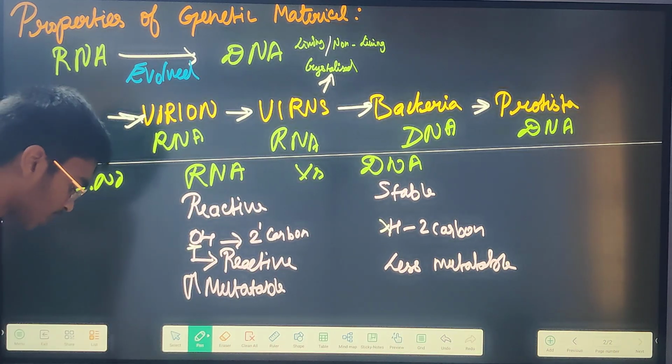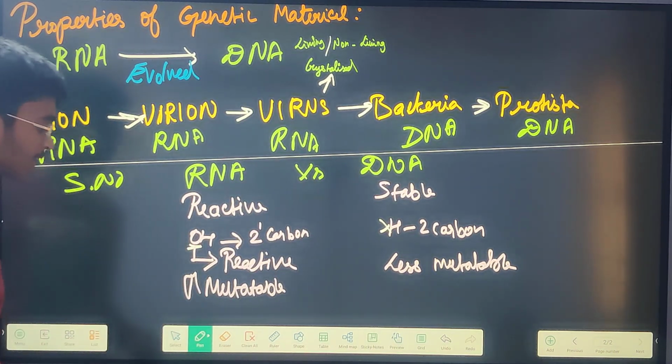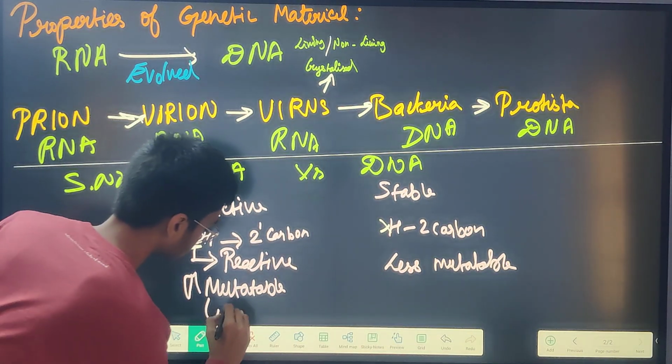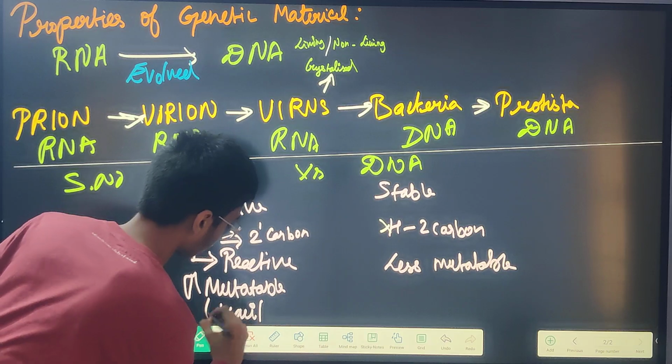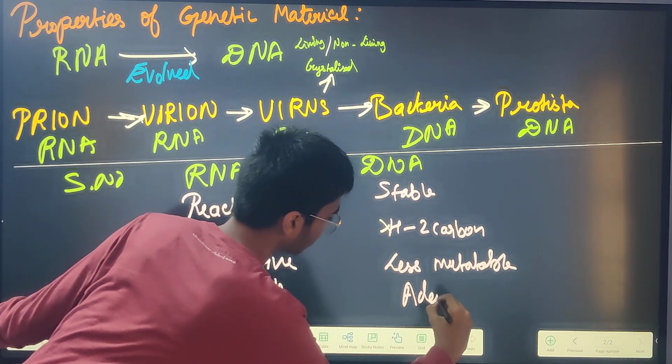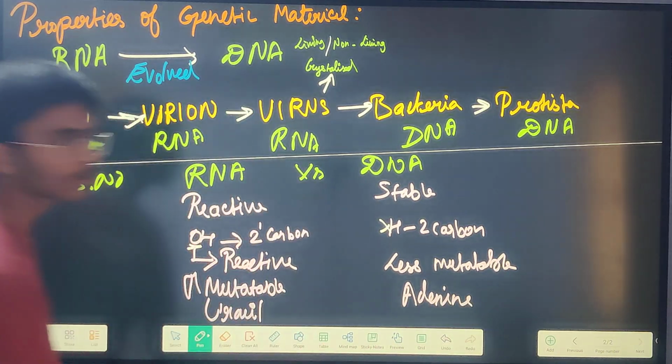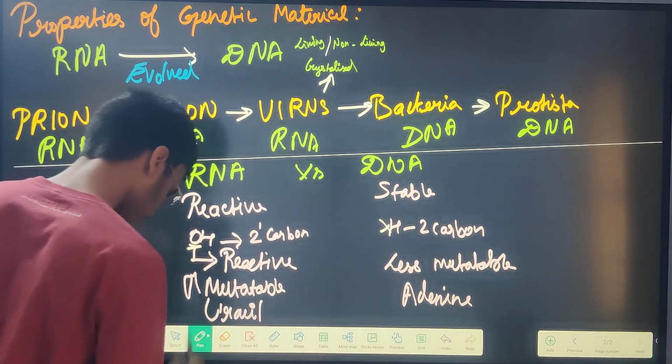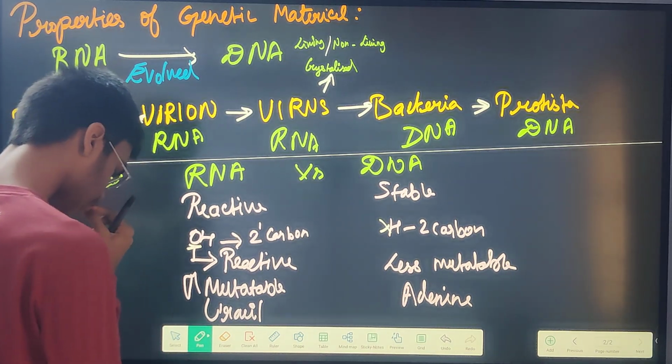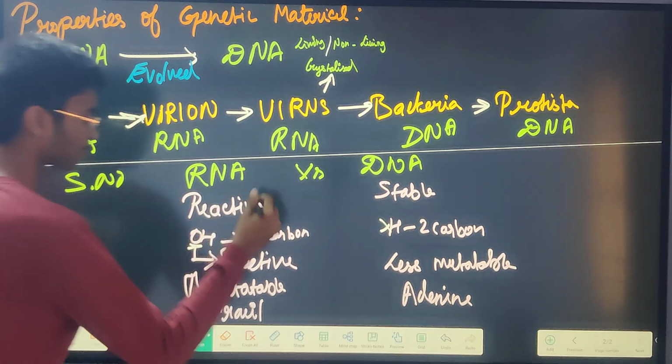Then RNA has uracil, whereas DNA has thymine. Other than that, RNA is single-stranded.